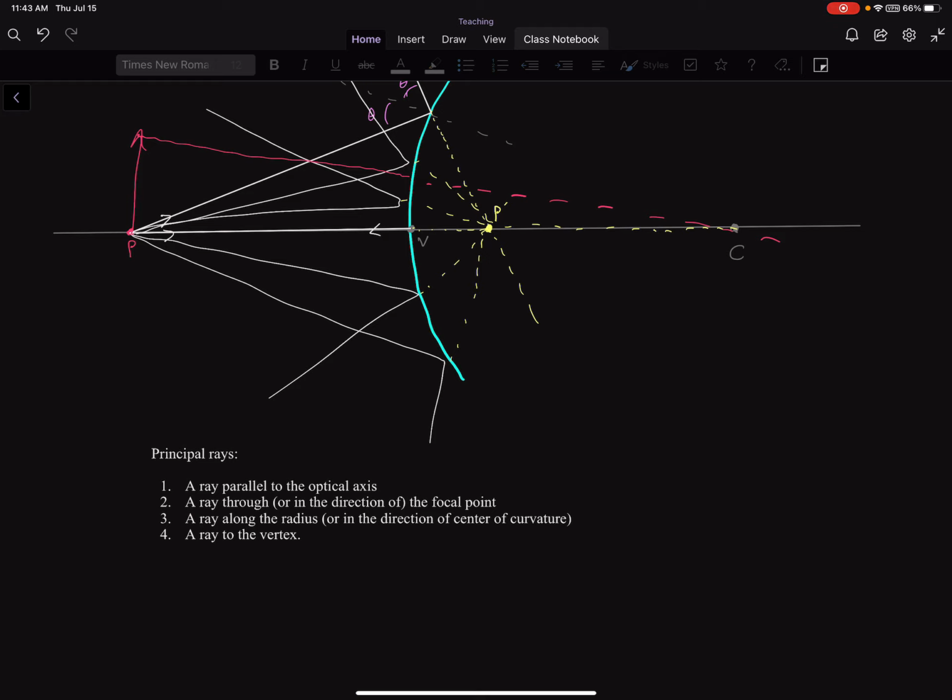And that's why you can just pick a useful ray, because while they all exist, we just don't need to consider all of them. We're just considering the ones that are useful.